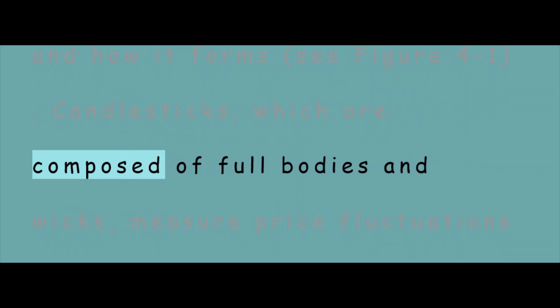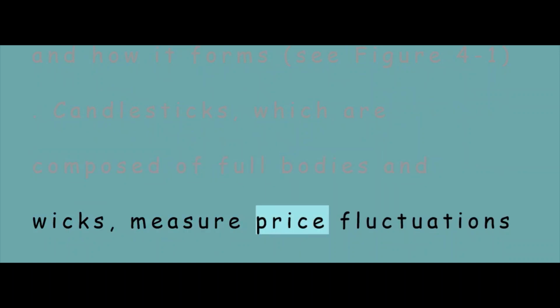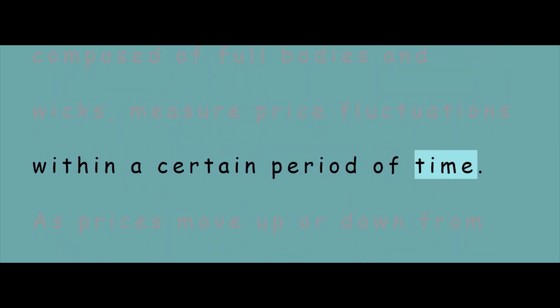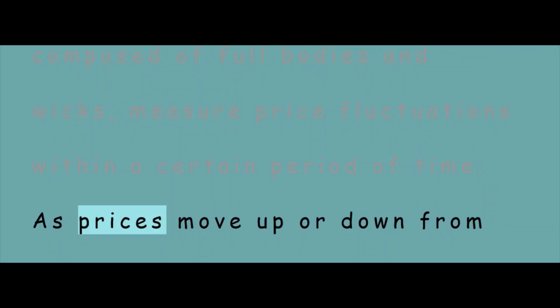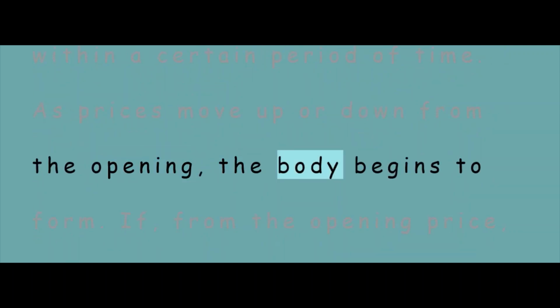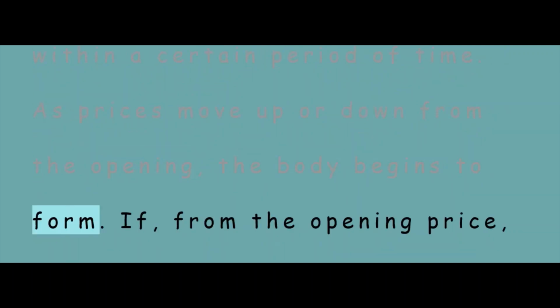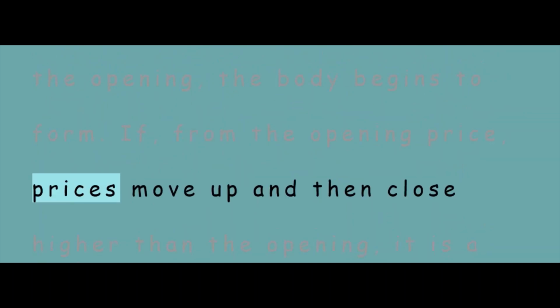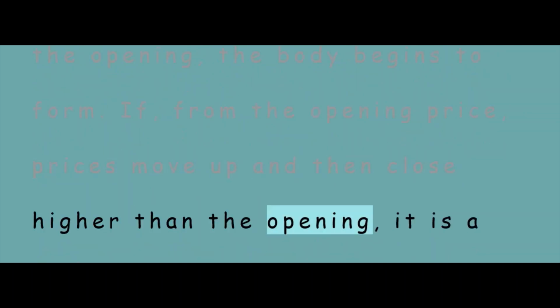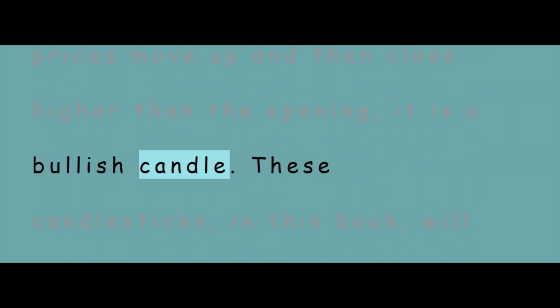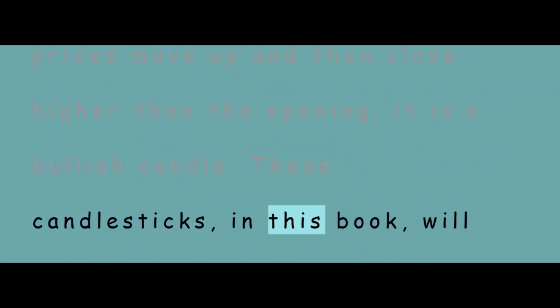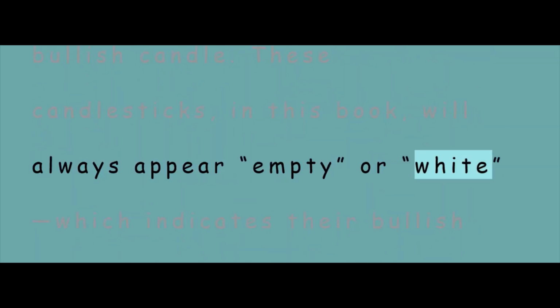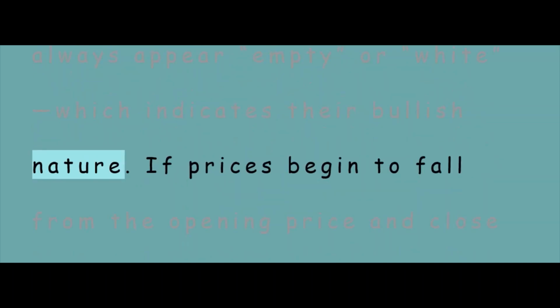Candlesticks, which are composed of full bodies and wicks, measure price fluctuations within a certain period of time. As prices move up or down from the opening, the body begins to form. If, from the opening, prices move up and then close higher than the opening, it is a bullish candle. These candlesticks, in this book, will always appear empty or white, which indicates their bullish nature.